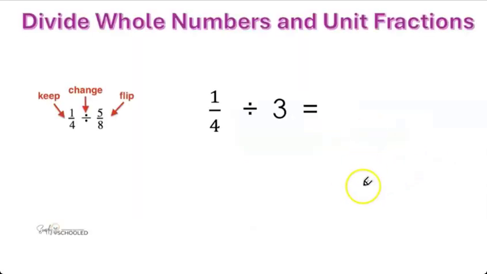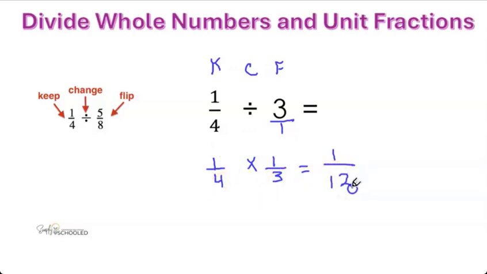Now, let's look at how you would solve this problem without a model. We have 1/4, and we have keep, change, flip. We're going to keep the 1/4, change the sign, and flip 3. Now remember, 3 is the same as 3/1, so when you flip it, you end up with 1/3. Now we can multiply. 1 times 1 is 1, and 4 times 3 is 12. So the answer is 1/12, which is exactly what we got on the previous page.